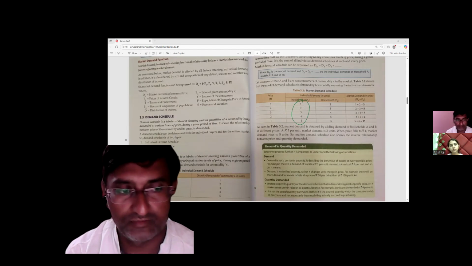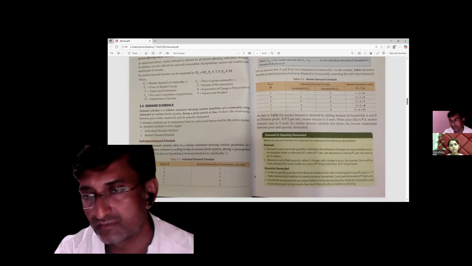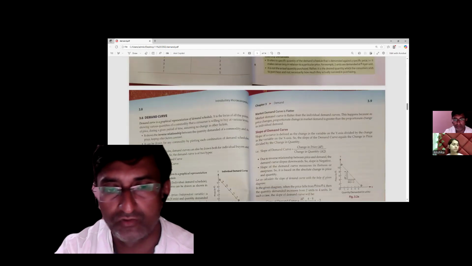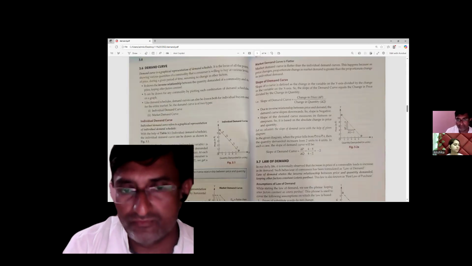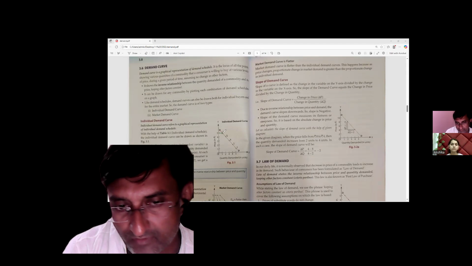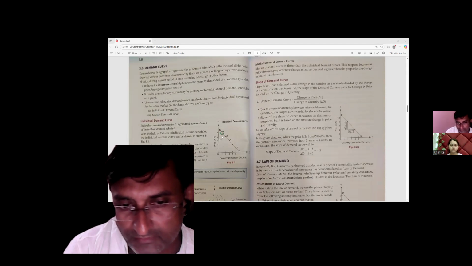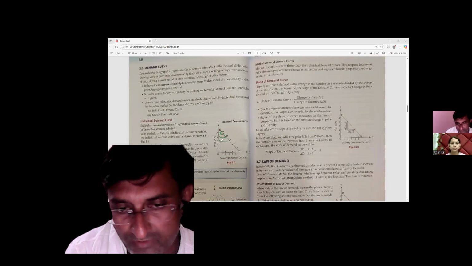We're considering an example where we study the individual demand of household A. When price was 5, he purchased 1 quantity. When price fell from 5 to 4, he bought 2 quantities. When price was 3, he bought 3 quantities. When price was 2, he bought 4 quantities. When price fell from 5 to 1, he bought more quantity.